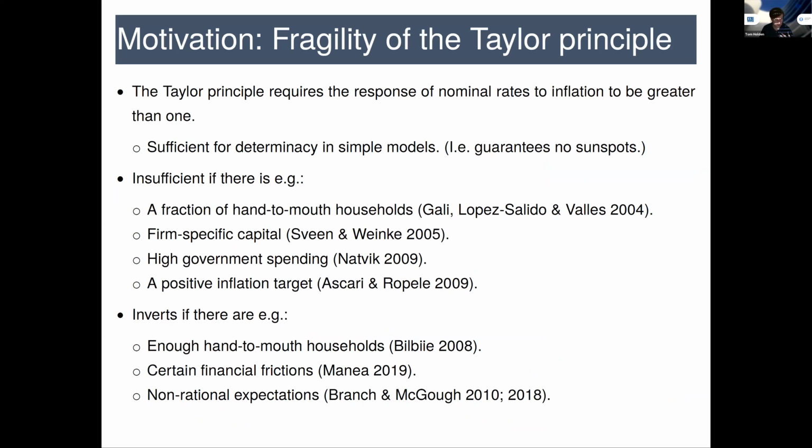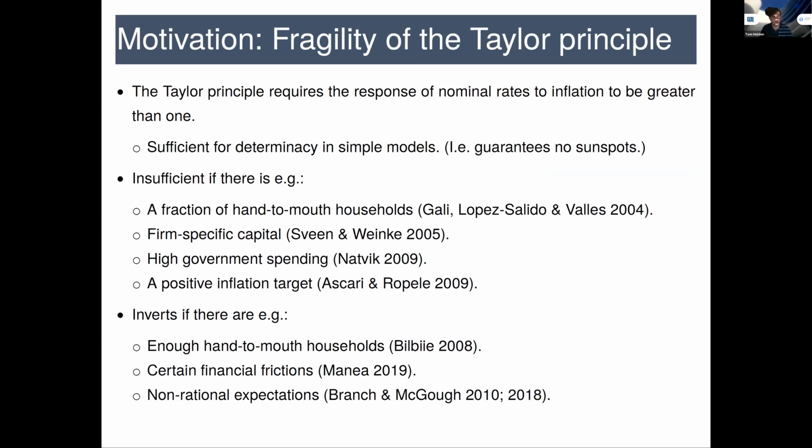Okay, so just to recap, the Taylor principle says that if the central bank wants to achieve determinacy, that means it wants to rule out self-fulfilling fluctuations and sunspots, then the central bank needs to respond more than 1-for-1 to inflation. If inflation goes up by 1%, nominal interest rates have to increase by more than 1%. So this is sufficient for determinacy in simple NK models, but it's not particularly robust across model features.